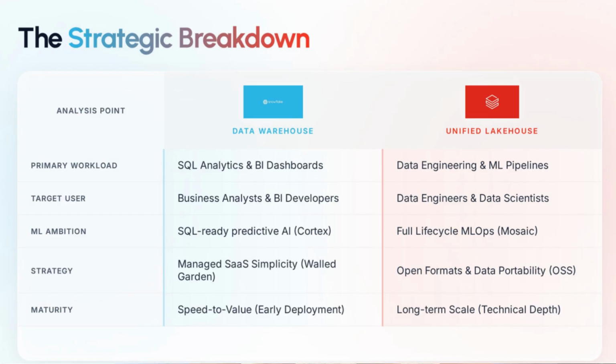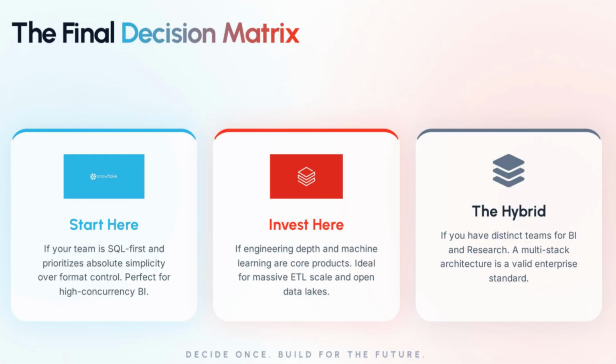Number 5, data maturity. Early stage, moving fast, needs simplicity. Snowflake's speed to value wins here. Scaling long term with a technical team, take Databricks seriously. If your answers are mostly Snowflake, go with that. If your answers are mostly Databricks, invest in Lakehouse. If it is a split, you are a hybrid candidate, and that's a completely legitimate architecture.